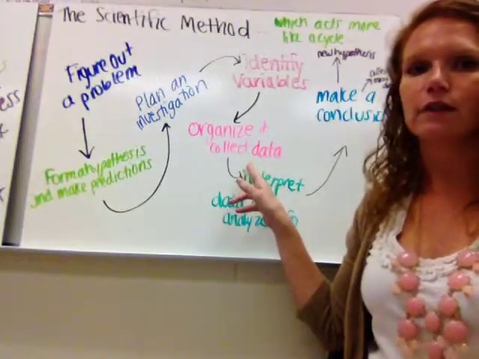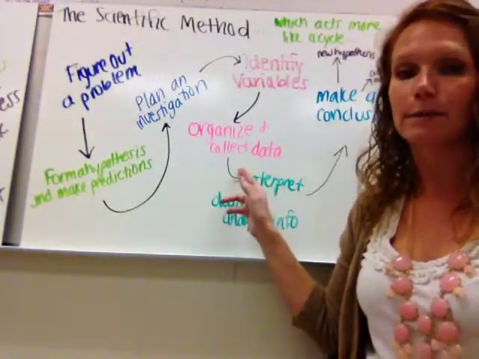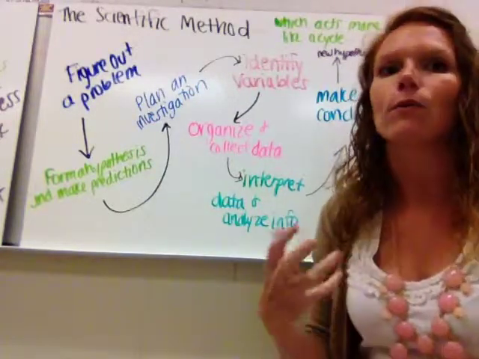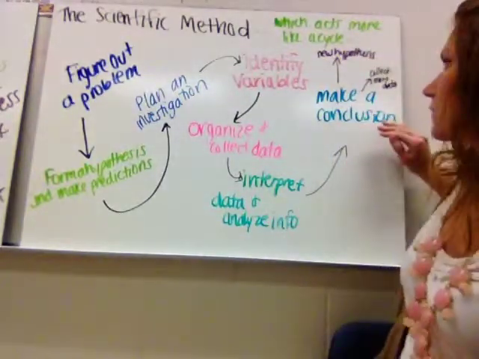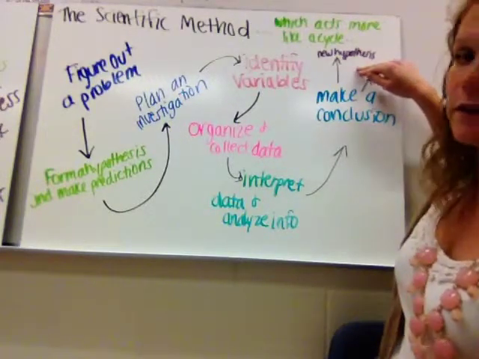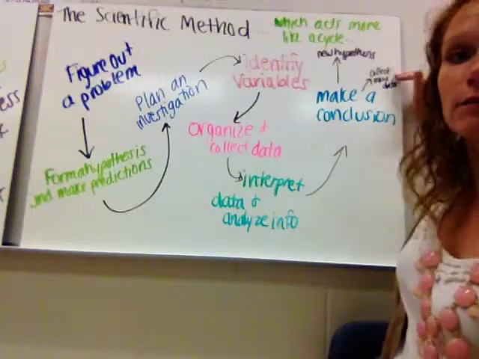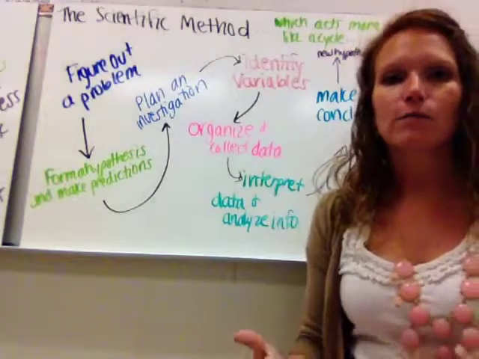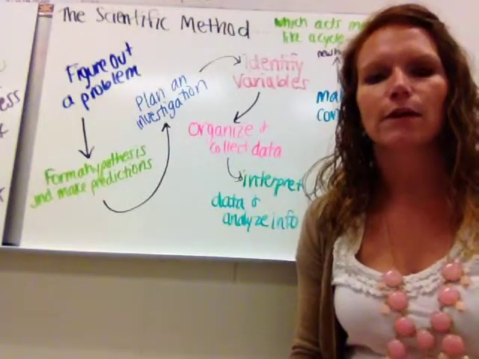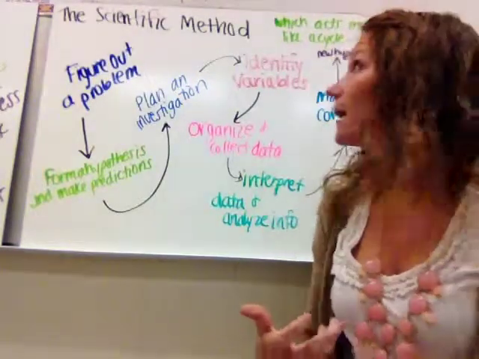Then you organize and collect your data. This is the actual doing the experiment part. And you interpret and analyze your data. You say, what does it tell me? What did I learn from this? From here, you can make a conclusion. Your conclusion might be that you need a whole new hypothesis, or it can be that you're going to collect some more data. Now, this collecting more data, this repetition, this is what good scientists do. Anytime they do an experiment, whether it was right or wrong, they'll repeat it again.